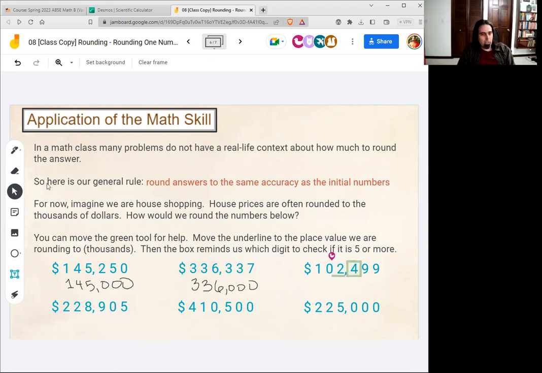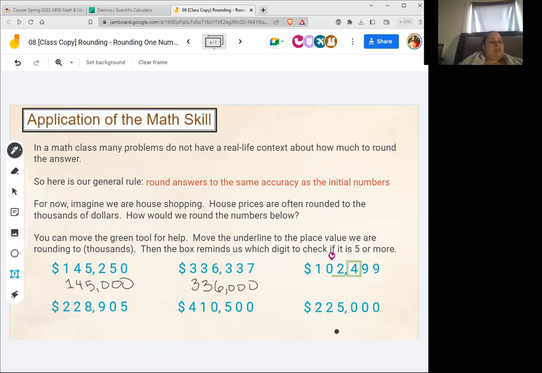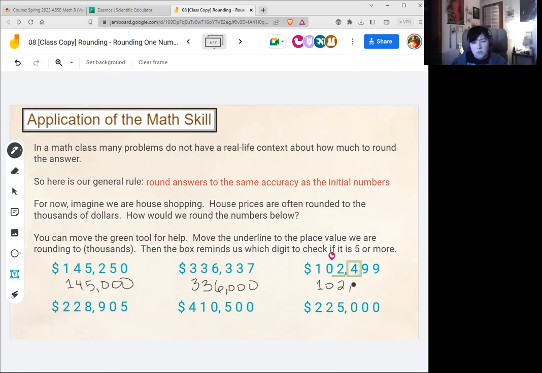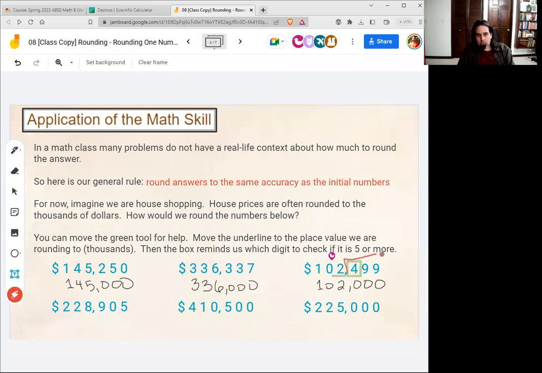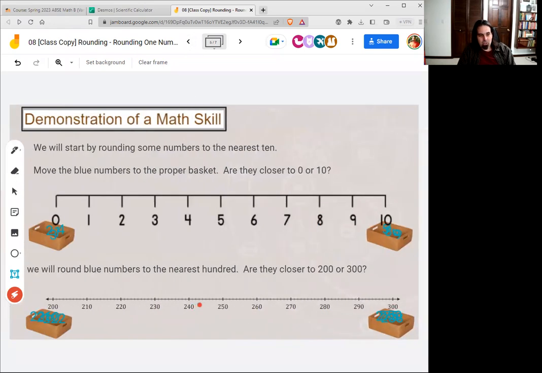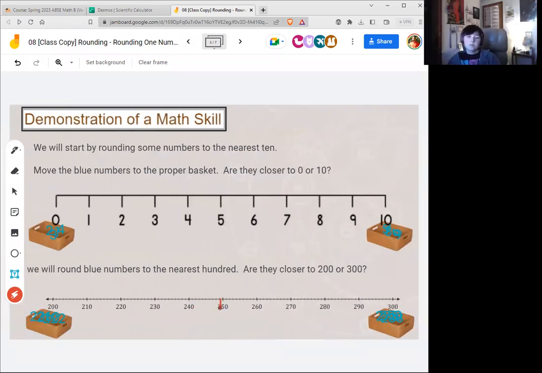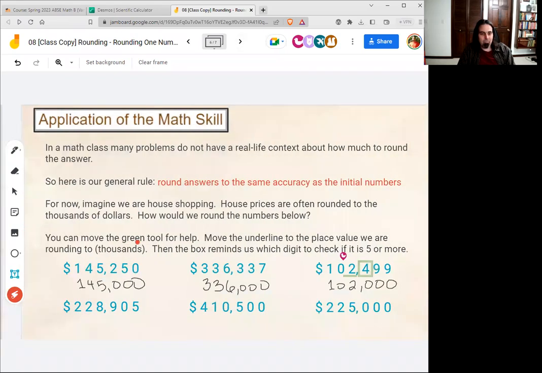Okay, is that going to be 102,000 or 103,000? 102. We're getting close. It's almost $500, but it's only $499. We're not quite to the middle. On this page, we're right there, almost to the middle, but not quite.